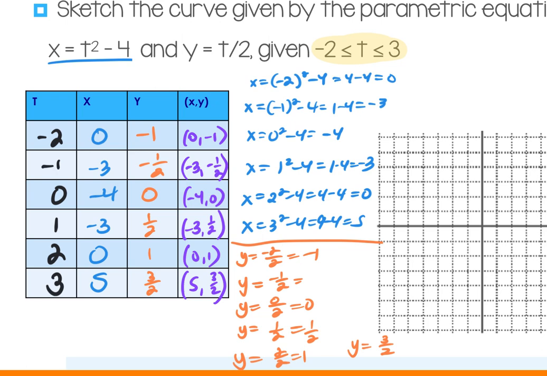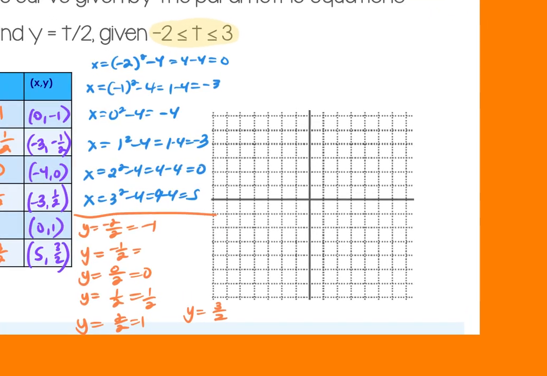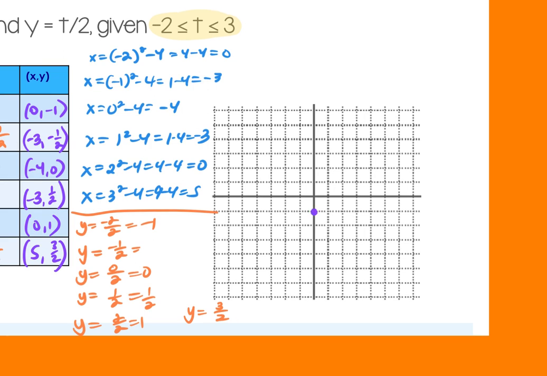All right, so now I'm plotting these points. I made my x and y coordinates, and these are what I'm plotting. I'm plotting 0, negative 1. I'm plotting negative 3, negative 1/2. I'm plotting negative 4, 0. I'm plotting negative 3, 1/2. I'm plotting 0, 1. And I'm plotting 5 and 1 1/2. 1, 2, 3, 4, 5, 1 1/2. And then I'm connecting it.